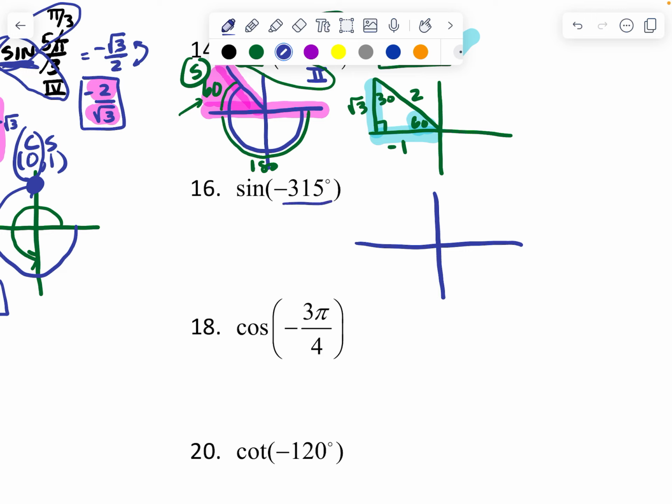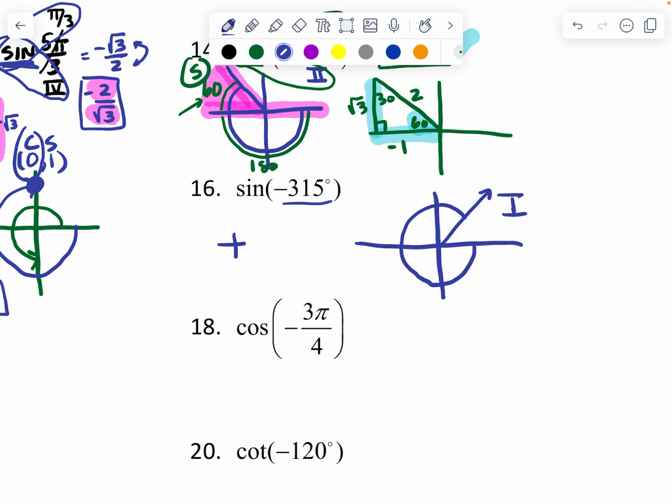Okay, negative 315, I have to go in the opposite direction. So negative 90, negative 180, negative 270, negative 315 is somewhere right there. Hey, this is good news. I'm in quadrant 1. What do I know about quadrant 1? All the answers are going to be positive, so I don't really have to think about that.